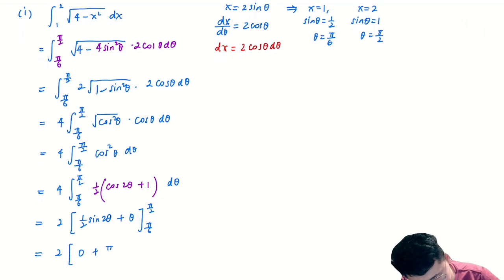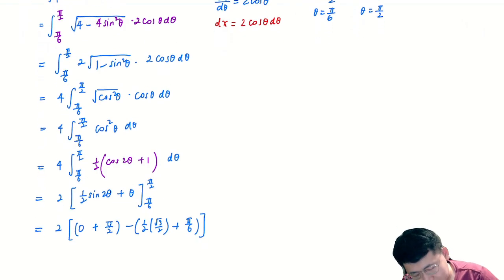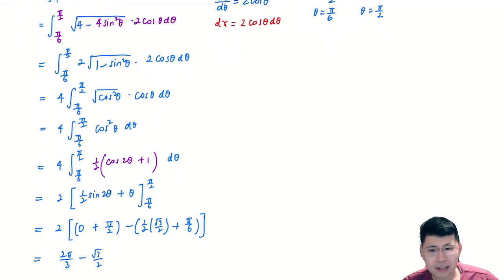Then plus pi over 2, minus half times sine pi over 3. Sine pi over 3 is 60 degrees, so I have root 3 over 2. Then plus pi over 6. Something like this. So I think we can simplify the whole thing to actually 2 pi over 3 minus root 3 over 2. So this is how we settle part 1.